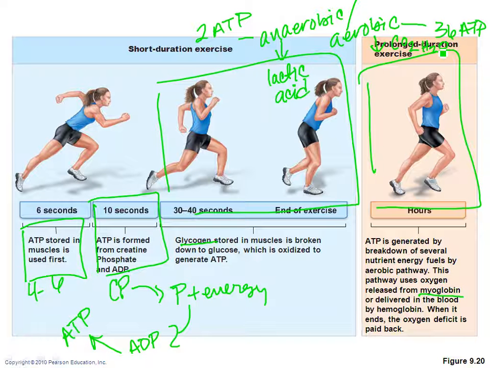So for endurance athletes, they really try to monitor their aerobic to anaerobic respiration and make sure that they stay in aerobic as long as possible because they want to be able to work out the next day and the next day and the next day.